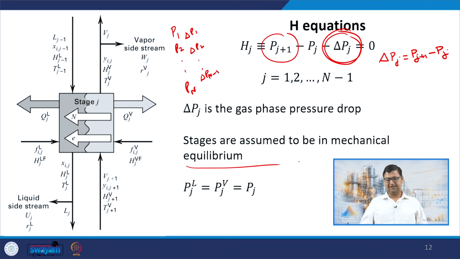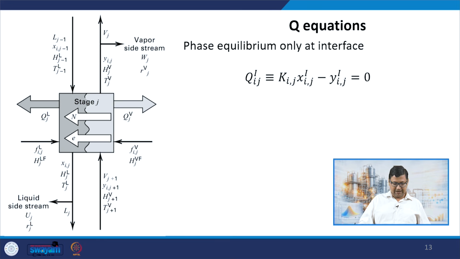And the stage, as I said, is assumed to be in mechanical equilibrium. There is a pressure drop between the stages, but the stage itself is in mechanical equilibrium, that is, the liquid phase pressure is the same as the vapor phase pressure, that is my stage pressure, but the temperatures are not. And finally, we have these Q equations, where we assume that the phase equilibrium exists only at the interface, and that is similar to the equation that we had, but now it is applied only at the interface of the vapor and the liquid.